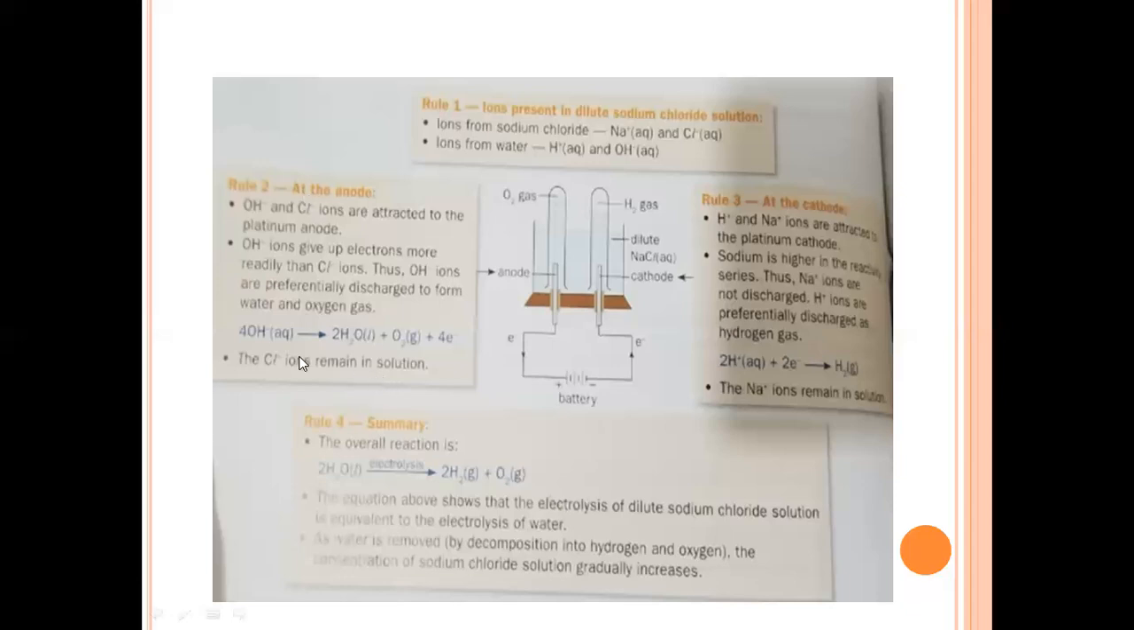Okay. So what happened? Hydroxide ion goes to the anode, becomes oxygen gas and evolves out. But chloride ions remain in this solution.